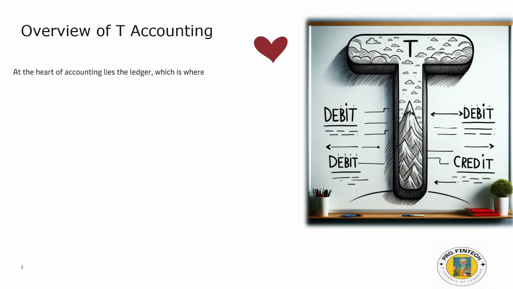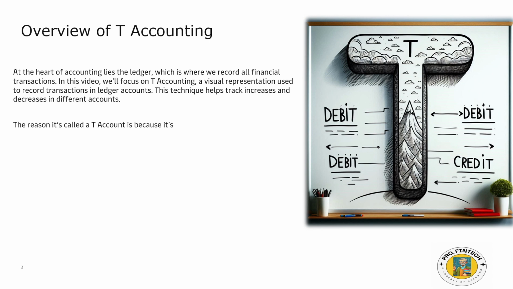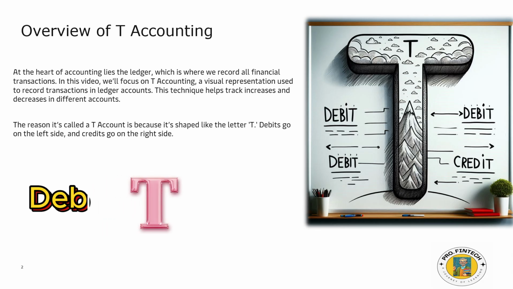At the heart of accounting lies the ledger, which is where we record all financial transactions. In this video, we will focus on T accounting, a visual representation used to record transactions in ledger accounts. This technique helps track increases and decreases in different accounts. The reason it's called a T account is because it's shaped like the letter T. Debits go on the left side and the credits go on the right side.